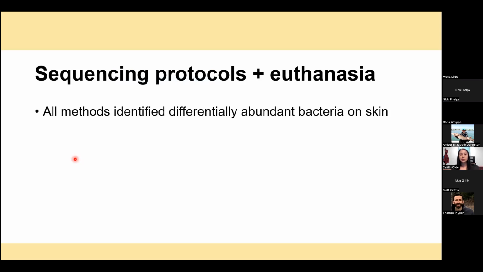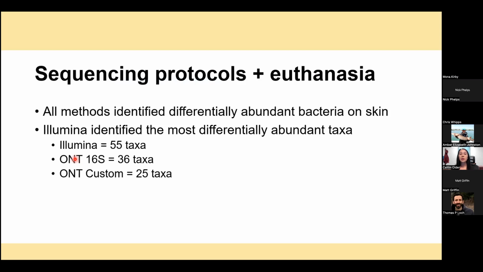And I think what was really interesting from this analysis was that there was a difference in the number of significantly differentially abundant taxa. With the Illumina protocol, 55 taxa were identified as being differentially abundant. However, ONT 16S and custom only identified 36 and 25 taxa. So this indicates that the Illumina data is more sensitive to differences between euthanasia method. That does not necessarily indicate that the Illumina protocol is better for doing this, because we don't know the true composition of the samples. However, it's important to know that there are these differences with protocols.